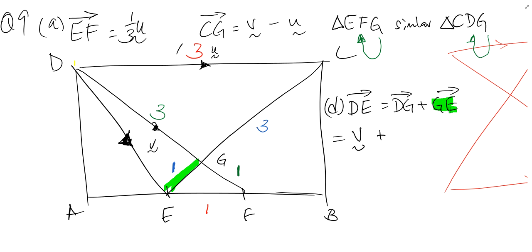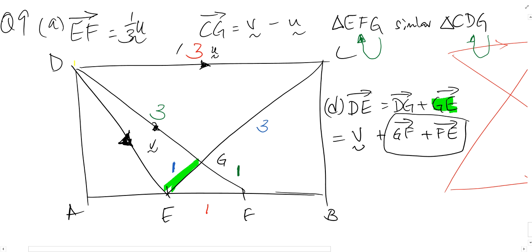Right? Okay, it looks like it's going to work. So GE is actually GF plus FE. Right? See, the intermediate point is F. Starting at G, ending at E. So GE. Okay.